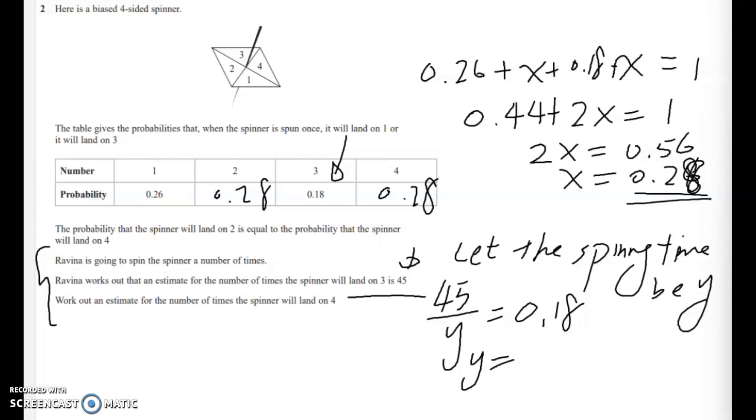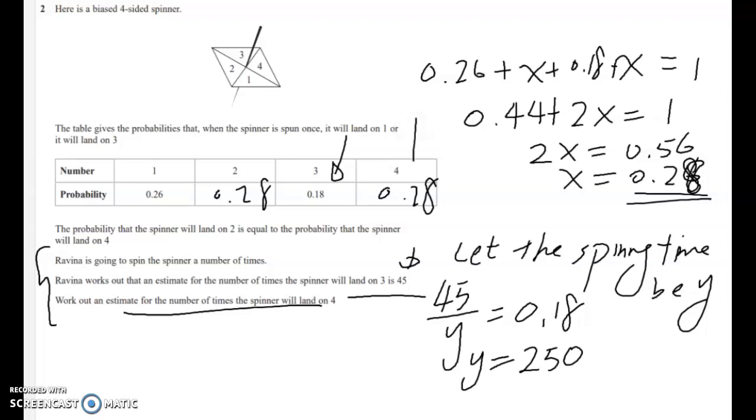Let me give you a little bit more time to think about it. It's simply inputting into the calculator 45 divided by 0.18 and you should get 250. So in fact, Raveena spun 250 times to land on 3 with 45 times. But ultimately, the question is asking how many times it would land on 4. They're not asking for the total number of spins, but rather within the 250 spins, how many times it would land on 4, right?